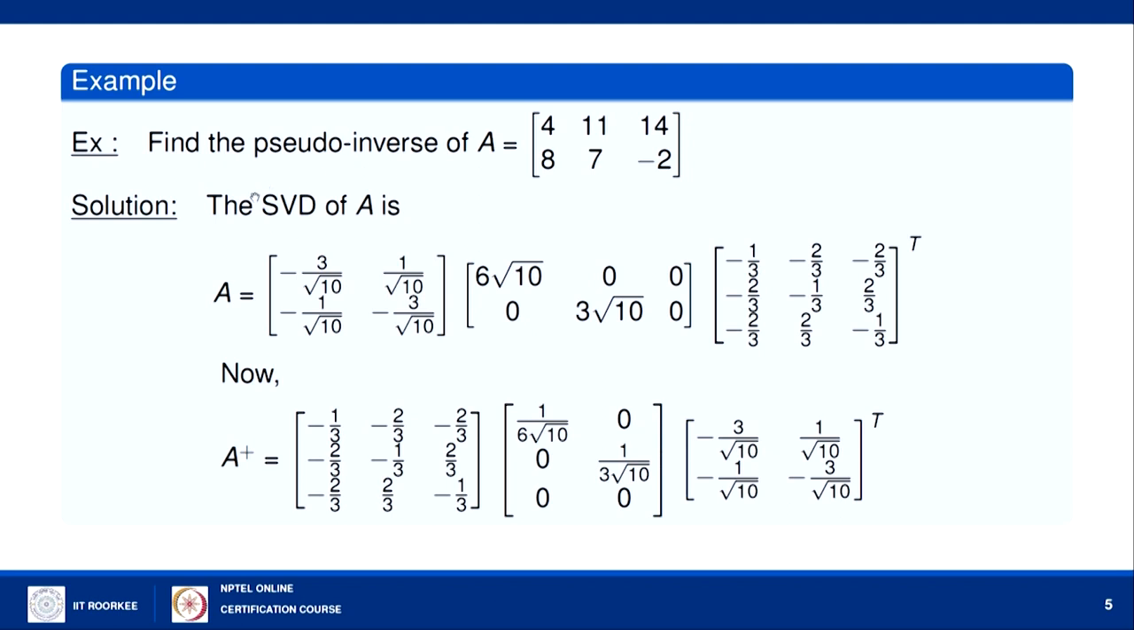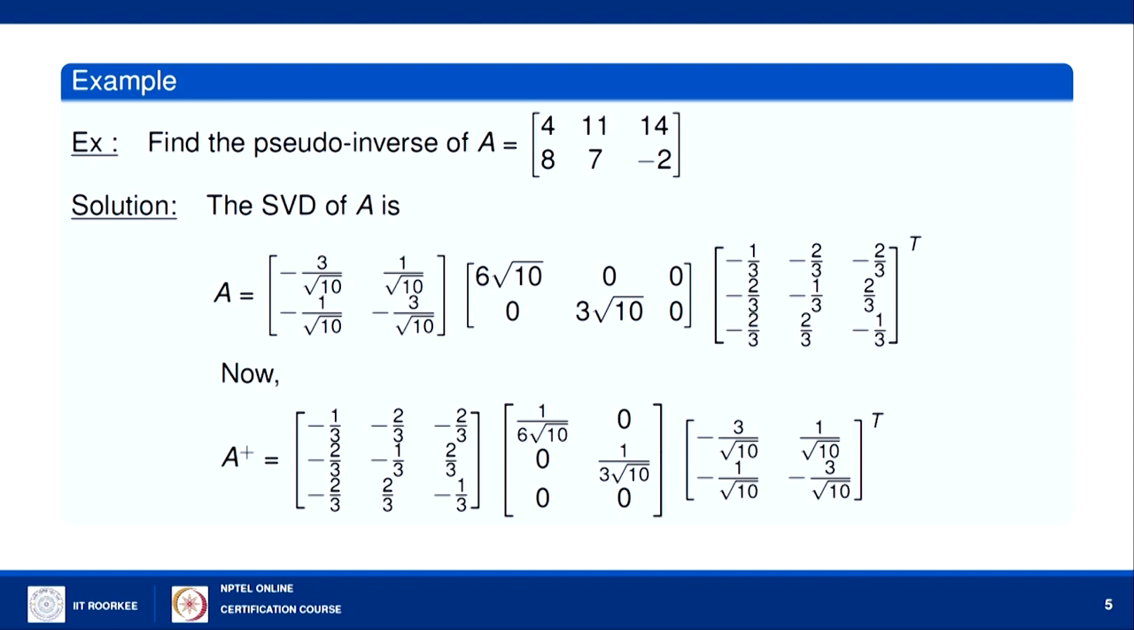First we will find the singular value decomposition of A, which is given by this matrix U, this matrix sigma and this matrix V. Here, U is minus 3 upon square root 10, 1 upon square root 10, minus 1 upon square root 10 and minus 3 upon square root 10. The singular values of A are 6 root 10 and 3 root 10, and these come from the eigenvalues of A transpose A.